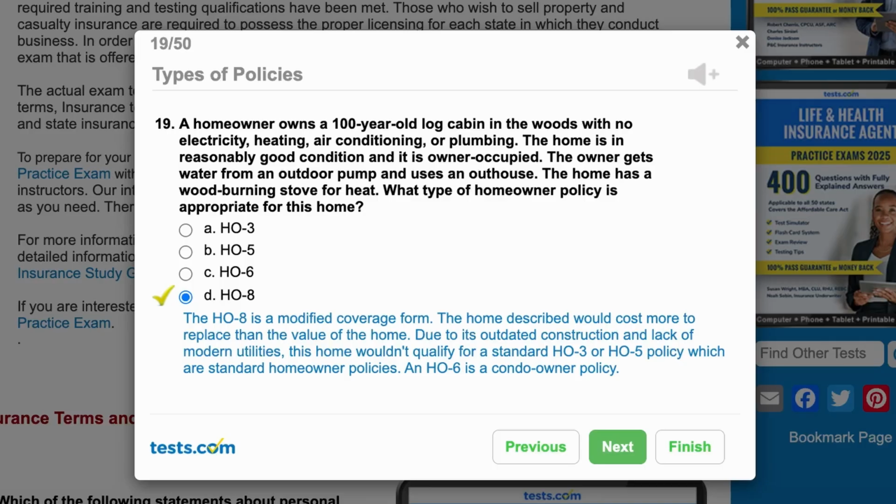The HO8 is a modified coverage form. The home described would cost more to replace than the value of the home, and due to its outdated construction and lack of modern utilities, this home wouldn't qualify for a standard HO3 or HO5 policy, which are standard homeowner policies. An HO6 is a condo owner policy.